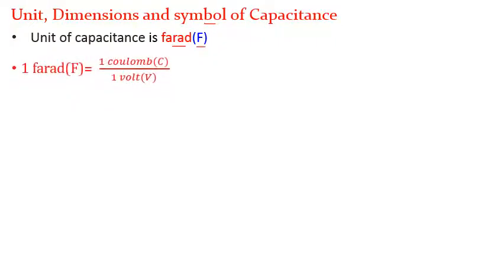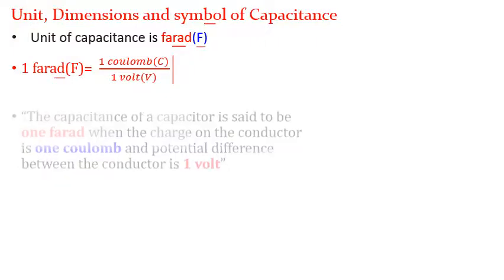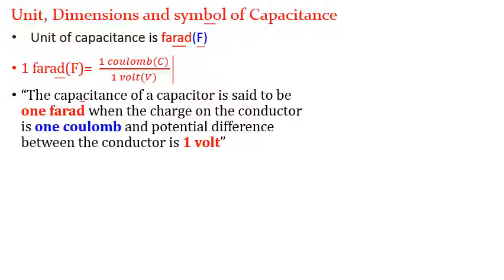Unit, dimensions and symbol of the capacitance. The unit is farad, which is written as capital F. Now we can define 1 farad from the formula. From the formula it is very easy to define any quantity. So this definition is nothing but: the capacitance of the capacitor is said to be 1 farad when the charge of 1 coulomb and the potential difference between the conductors is 1 volt, means 1 coulomb, 1 volt and 1 farad. You have to remember it like this.